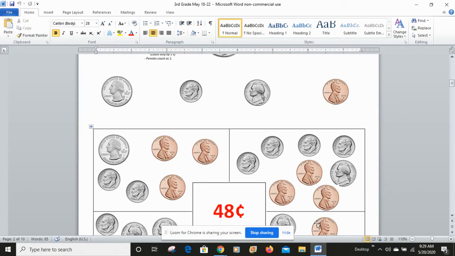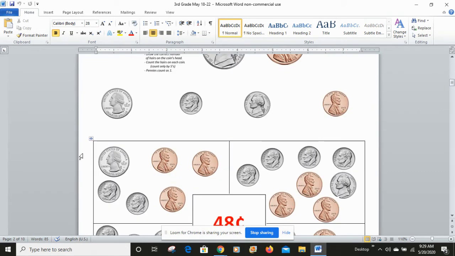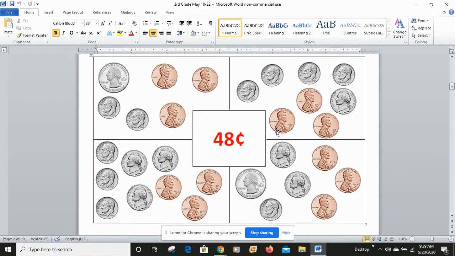So let's look at maybe a different one. I've got dimes, nickels, and pennies. Each dime has 2 hairs, a nickel has 1, and pennies, of course, have none. So 5, 10, 15, 20, 25, 30, 35, 40, 45, 46, 47, 48. If it helps you, I'm just counting them without the hairs on there because I've done it quite a few times. But if it helps you to draw the hairs while it's on here, by all means do that.